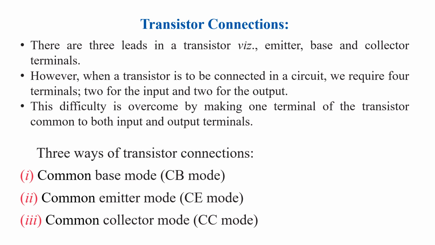In common base mode, the base terminal is made common for both input and output. Whereas in common emitter mode, the emitter terminal is made common for both input and output. And in common collector mode, the collector terminal is made common. Let us take the discussion of the common base mode in this video, and in the next video, we'll take up the discussion of common emitter mode.